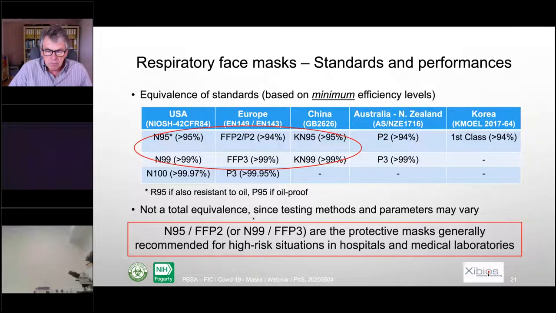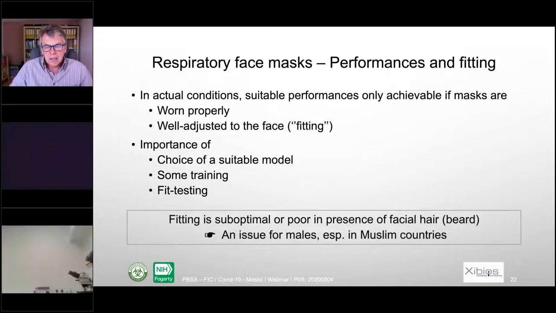The ones that are most generally recommended for high-risk situations in hospitals and medical laboratories are clearly N95, N99, or FFP2 and FFP3. So that's what is generally recommended for laboratory workers who are exposed to aerosols, or hospital and health staff who could be exposed to high-risk situations with respect to aerosols. One thing about the efficacy of respiratory face masks: you can only reach performance close to the tested performance if the masks are worn properly and well adjusted to the face. So the fitting of the mask is very important.